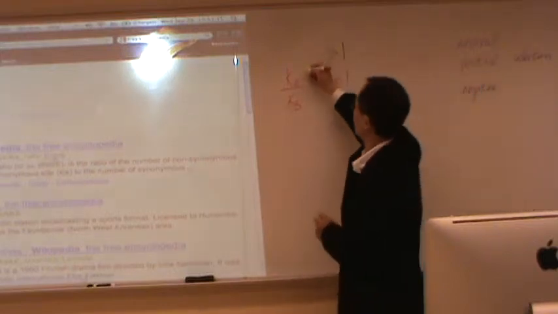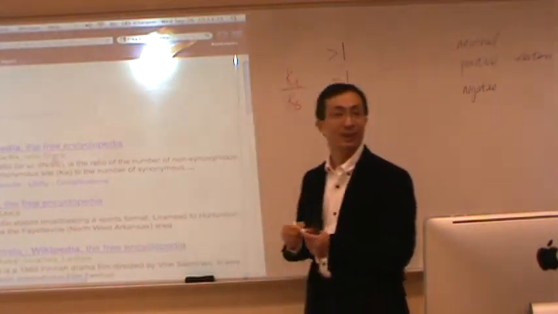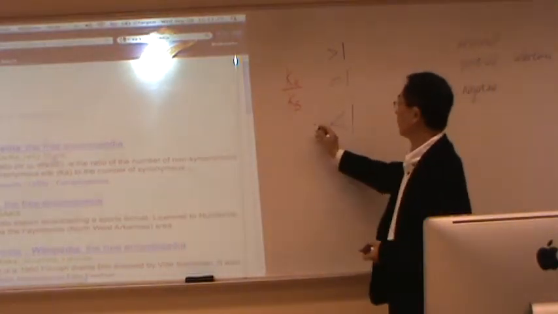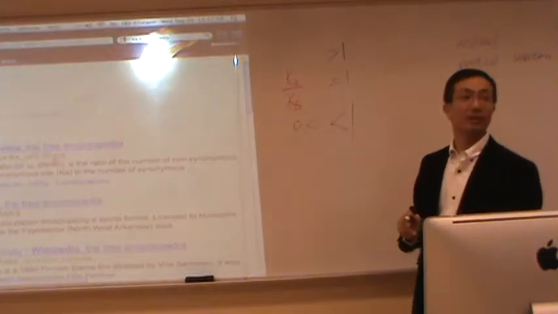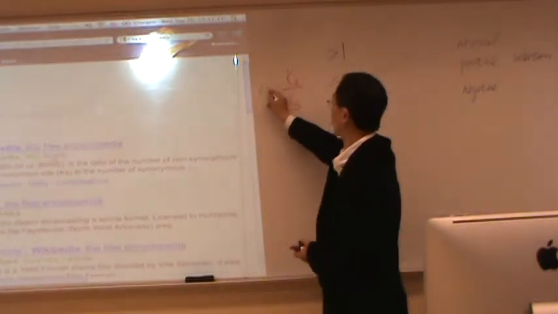Negative numbers are less than 1. No, the number is always positive. It's actually always positive. Yeah, this number is omega.